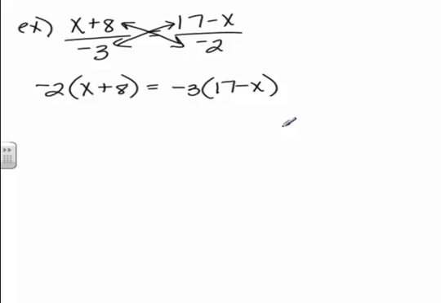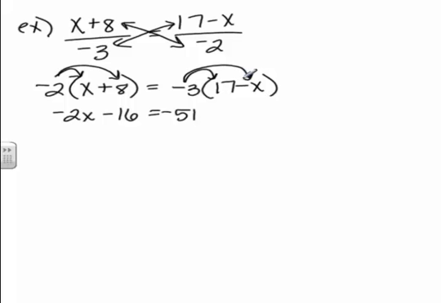Now let's solve for x. I have distributive property on both sides. On the left, I'm going to take negative 2 and multiply it by everything in the parentheses. So negative 2 times x is negative 2x. Negative 2 times positive 8 is a negative 16. Watch your signs there. Again, negative 3 times 17 is negative 51. And negative 3 times a negative 1x, remember there's an understood 1 here, is positive 3x.